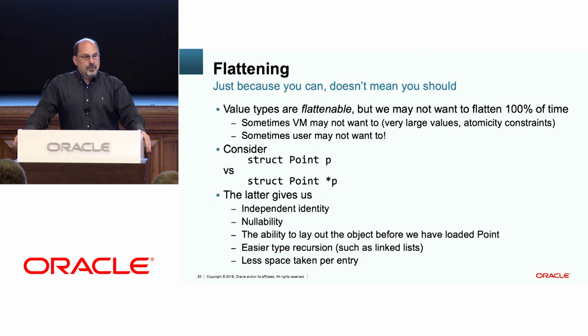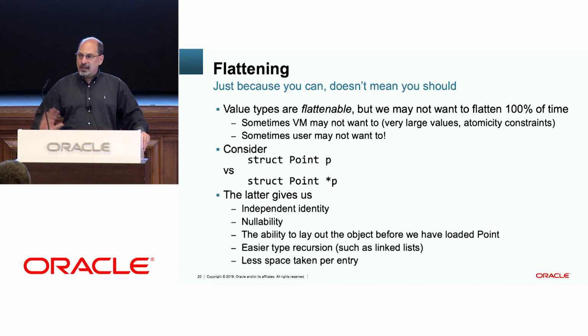So value types are supposed to be routinely flattened into something that contains them, whether it be another value or an object type or an array type. But rather than say flattened, we really should say flattenable, because we don't necessarily want to flatten 100% of the time. Sometimes the VM may say, this value is too big. You'd be much better off representing it as a pointer. And we want the VM to have that choice. And similarly, maybe we want atomicity. We want to be able to have a fast CAS on something. And again, it makes more sense to represent it as a pointer that way.